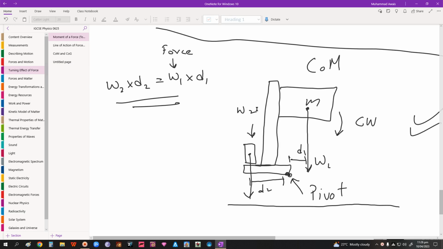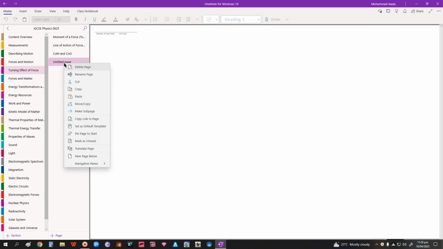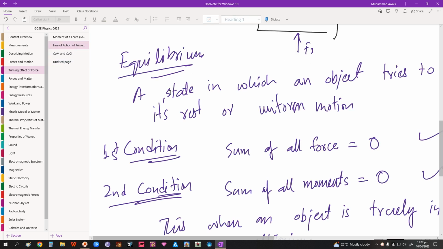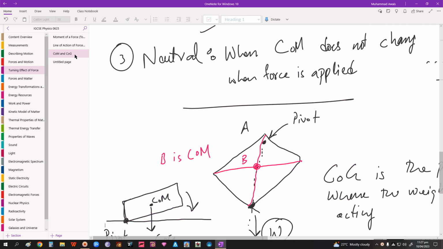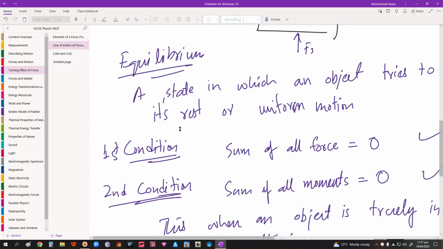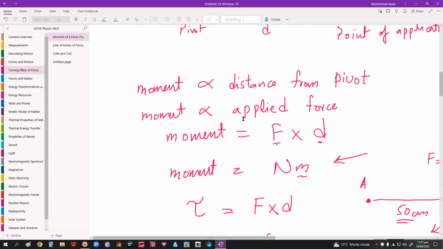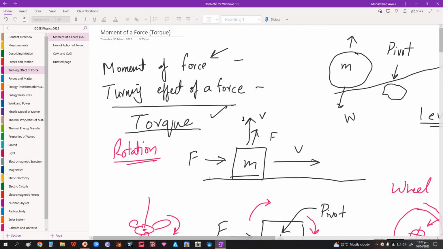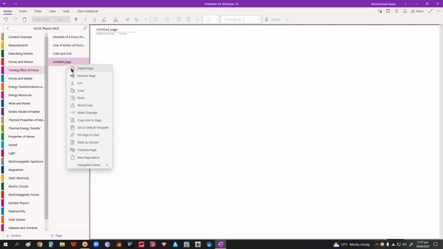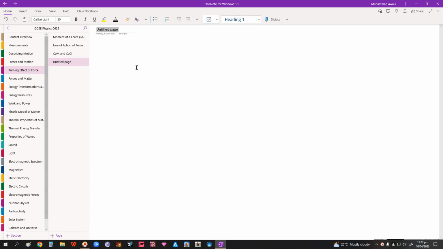I hope I was able to clarify some of the basic concepts of these topics. I wanted to give a brief idea of a miscellaneous topic, but I actually covered it while doing these line of action and center of mass. So that was the miscellaneous topic that I was going to discuss, the states of equilibrium as well as the conditions of equilibrium that I've covered over here. The only thing that is left over here is the odd question. Now for the bonus, I'm just going to create a practice question.